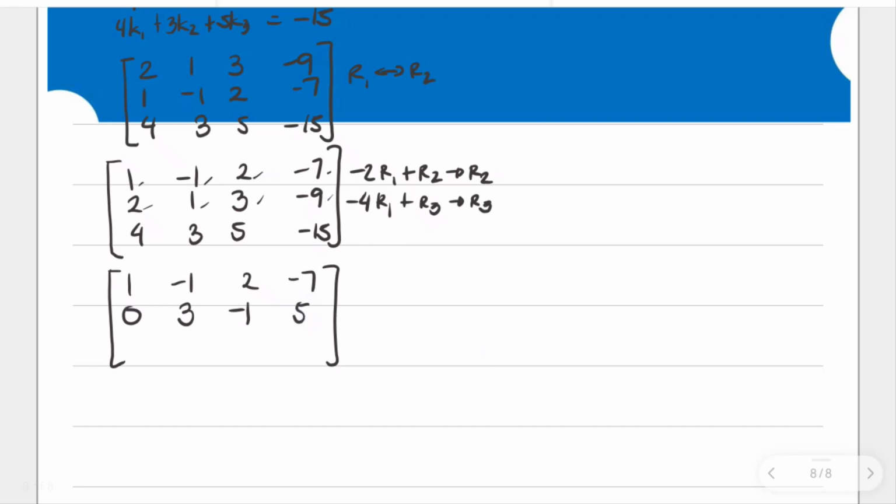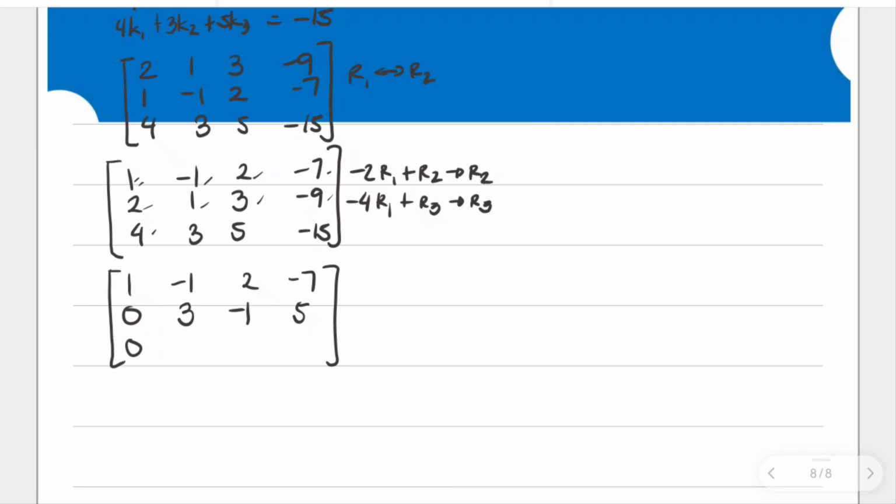Let me check. 7 times 2, 14. Then you have negative 9. That's 5. That's correct. Then for the third row, negative 4 times 1 is negative 4 plus 4, 0. See, we have other 0 entries below the leading one.